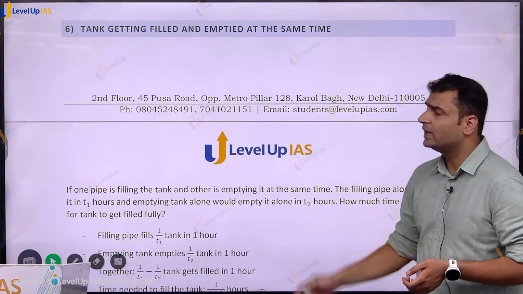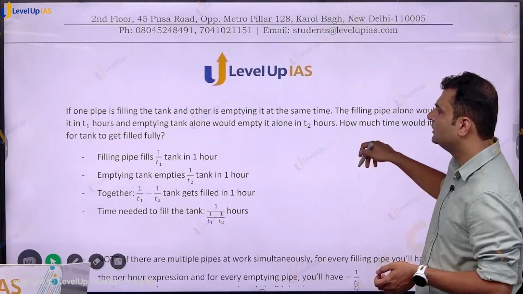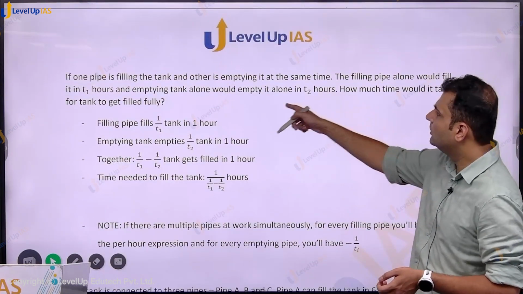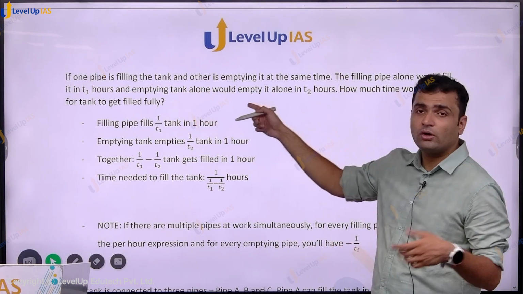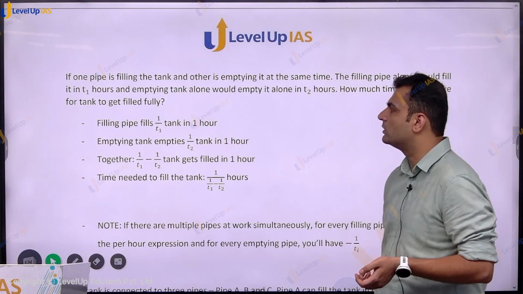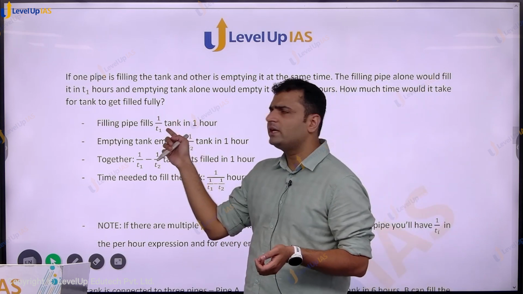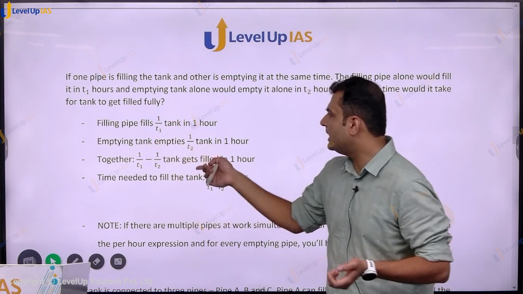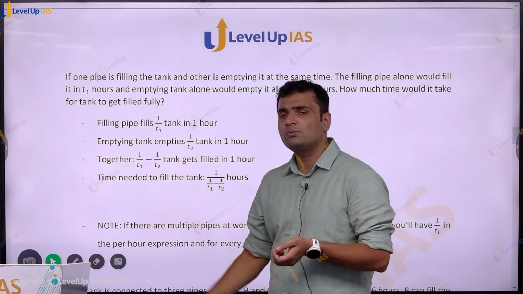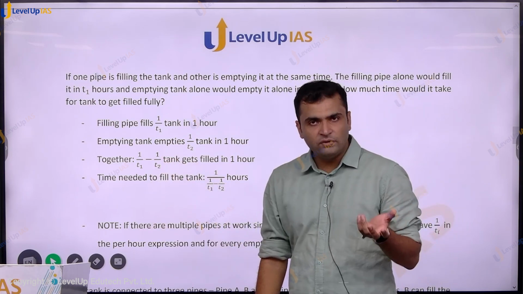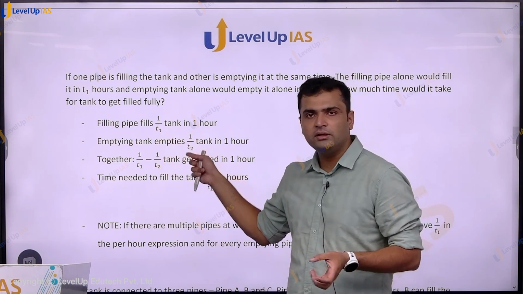Now tank getting filled and emptied at the same time. If the pipe fills it in T1 hours and second pipe or leak which empties the tank in T2 hours. So filling the tank, 1 by T1 tank is filled in 1 hour. Emptying the tank, 1 by T2 tank is emptied in 1 hour. So together 1 by T1 minus 1 by T2 tank will be filled per hour. ये भर रहा है, ये निकाल रहा है पानी.